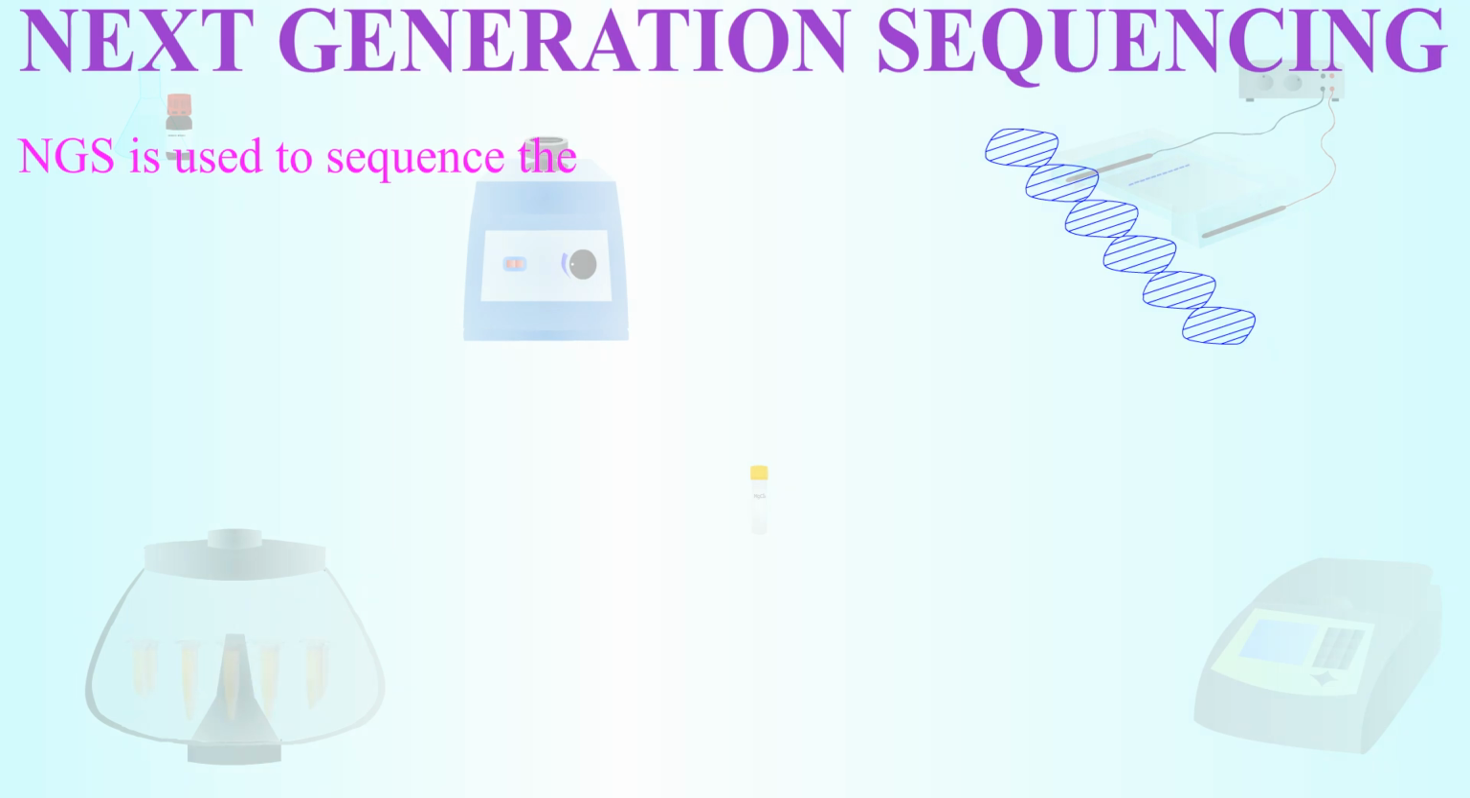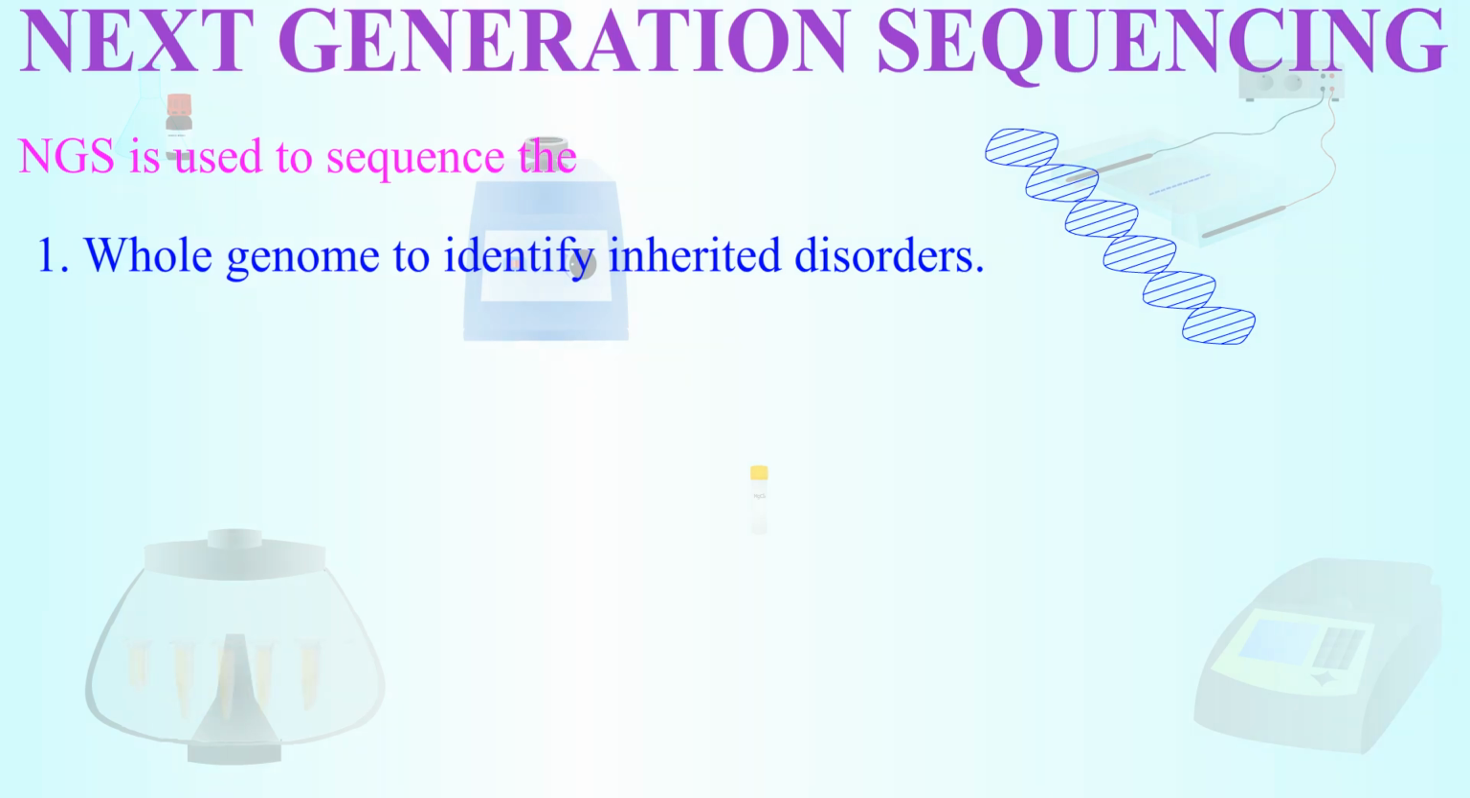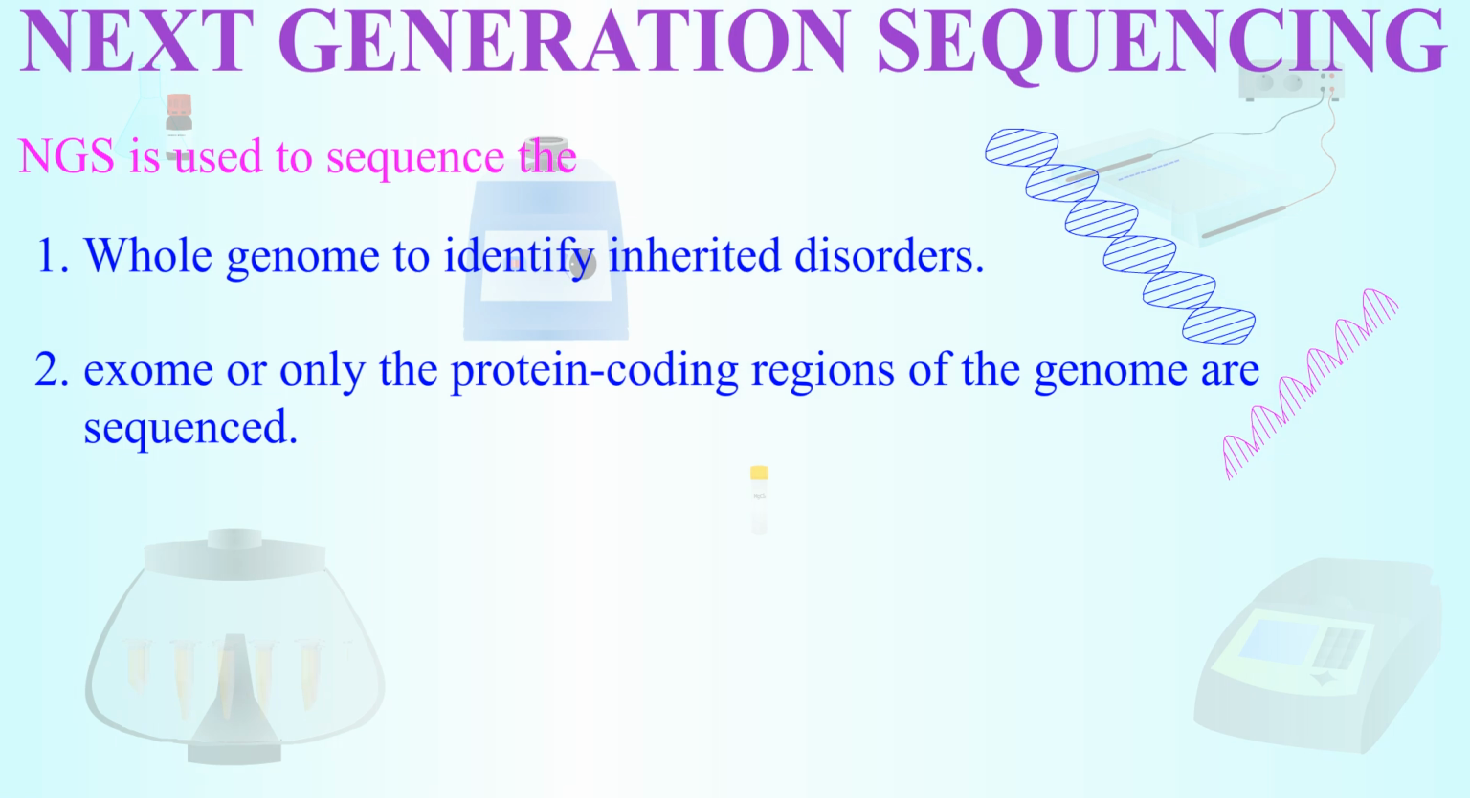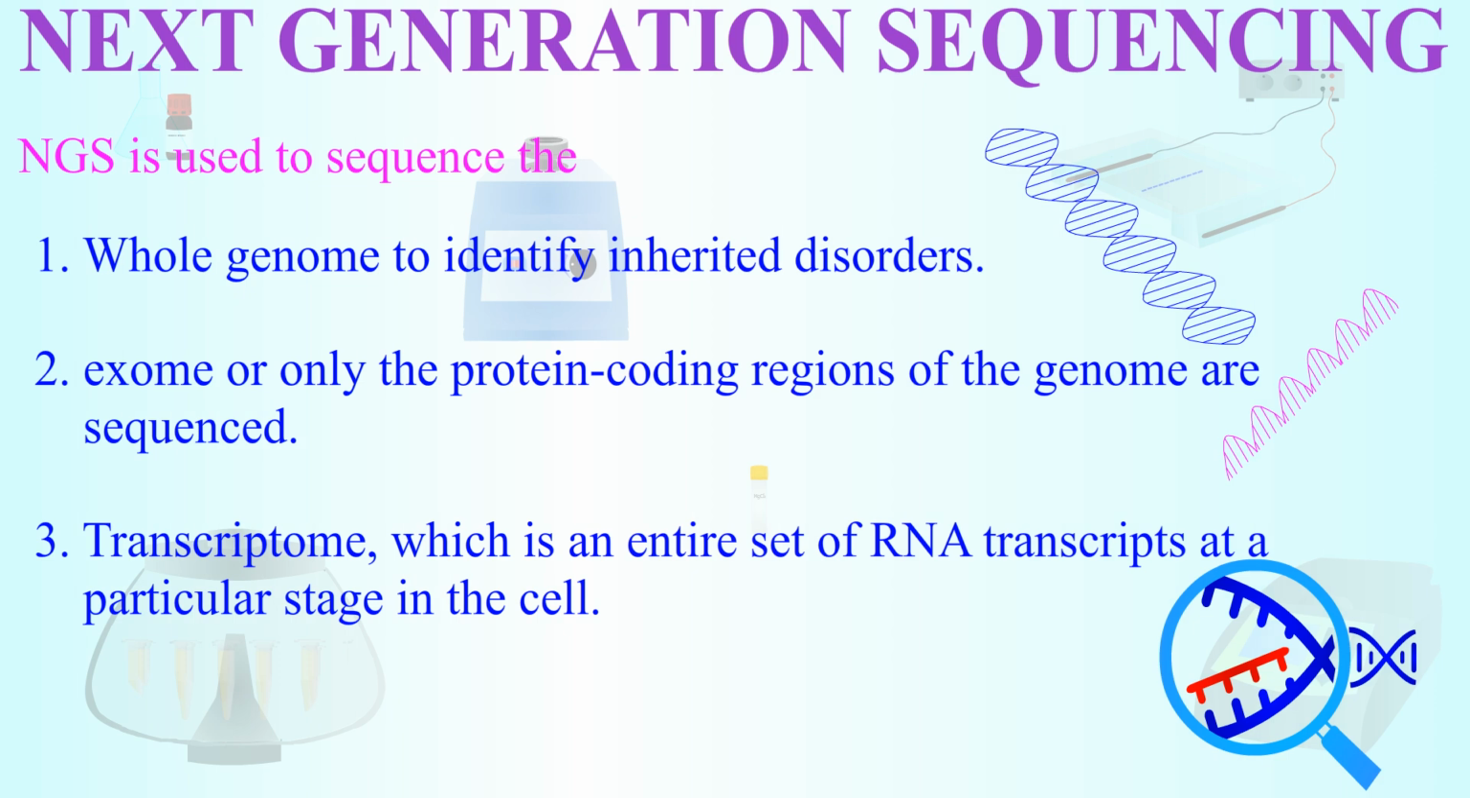NGS is used to sequence the 1. Whole genome to identify inherited disorders. 2. Exome, where only the protein coding regions of the genome are sequenced. 3. Transcriptome, which is an entire set of RNA transcripts at a particular stage in the cell. The whole transcriptome shotgun sequencing is used to understand any particular development and disease.